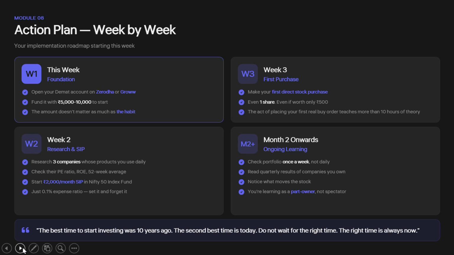From month 2 onwards, check your portfolio once a week, not every day. Read the quarterly results of the companies you own. Notice what moves the stock. You are learning as a part owner now, not as a spectator.